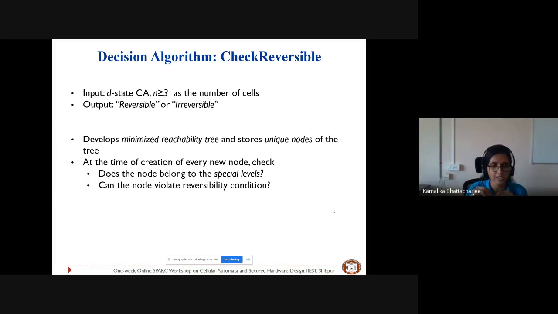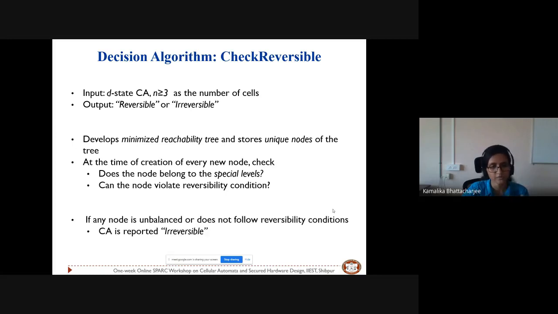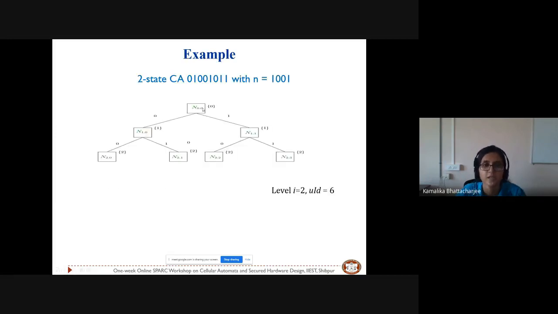If these conditions are not satisfied, then we can declare at that point itself that the CA is not reversible. But if the minimized tree is completely created, then we can declare that our CA is reversible. For example, let us develop this rule 7, ECS 75 tree. Here, up to level 2, only unique nodes are generated.